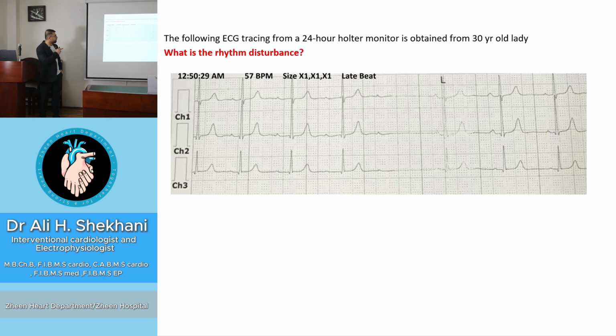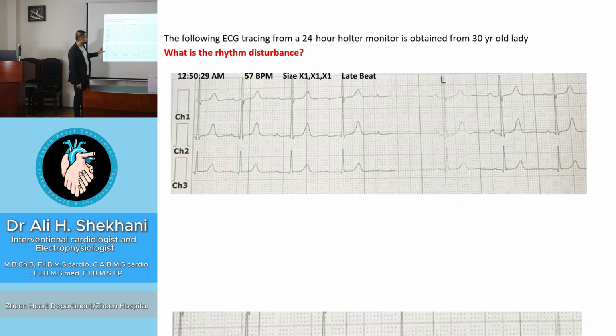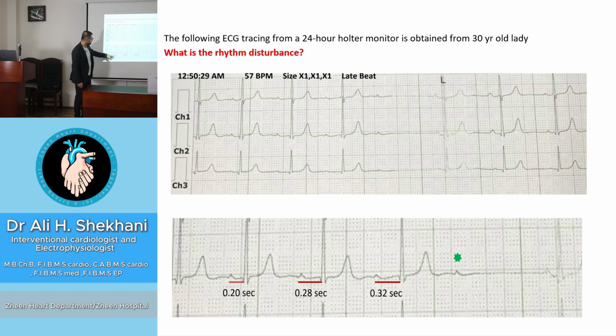Such as in this example, you can see here the patient has pauses. And this strip was taken from the Holter monitor in a 30-year-old patient. You can see here there is progressive prolongation. I magnified the interesting area. So this is 0.20, becomes 0.28, 0.32, and there is a pause. And if you look at the time of the strip, it's 12:50. Most of the time, the patient may be sleeping at this time, so it is not pathological. It can occur during sleep.